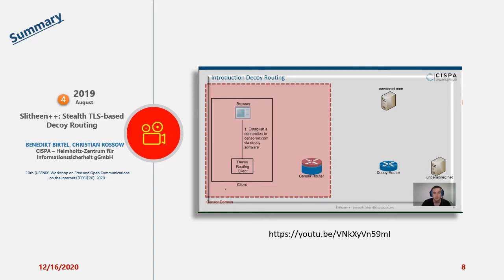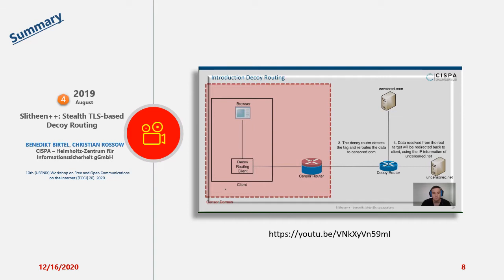Instead of directly communicating with the censored target, the client's browser will contact the decoy routing software and tell it to establish a connection to censored.com. The decoy client will now create a tagged connection to the uncensored target. The tag can only be recognized and read by the decoy router. Additionally, the decoy client adds information about the real target. The decoy router detects the tag and redirects traffic to the censored server.